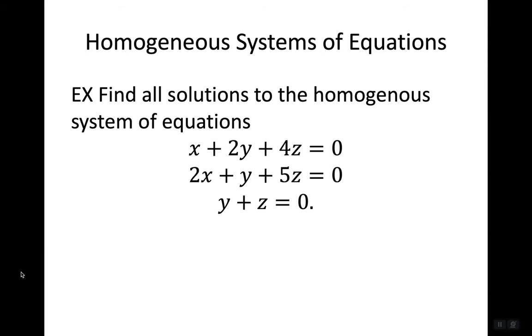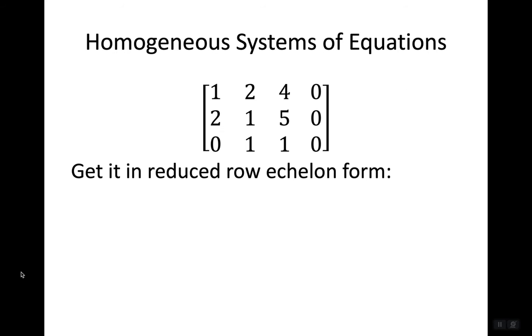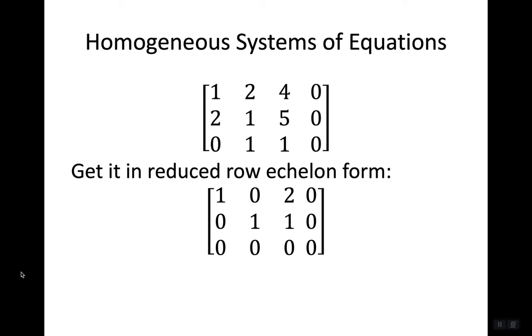There are others. Find all solutions to the homogeneous system of equations x plus 2y plus 4z equals 0, 2x plus y plus 5z equals 0, y plus z equals 0. So first, we represent this as an augmented matrix. Let's get it in reduced row echelon form.